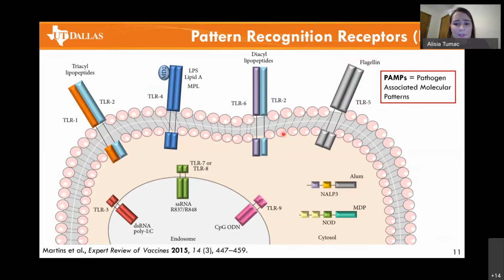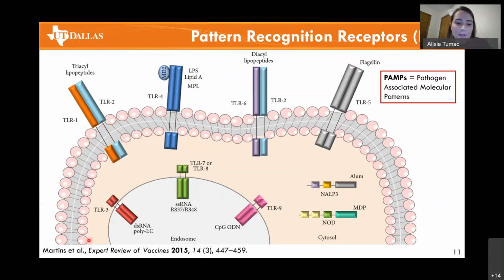On the surface, you would have TLR1 and 2 and 6 that will recognize triacyl and diacyl lipopeptides, which are commonly found in the walls of microorganisms. You also have TLR4 that can recognize lipopolysaccharides, and TLR5, which can recognize flagellin. And in the case of a bacterial infestation, TLR5 would most likely be activated.